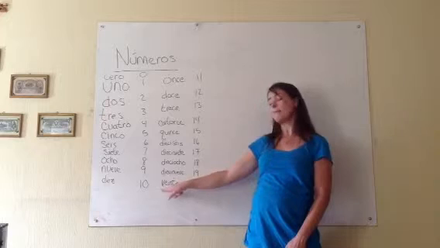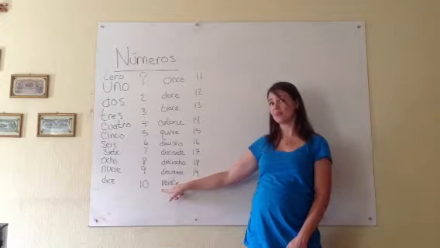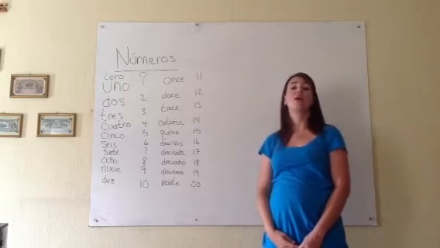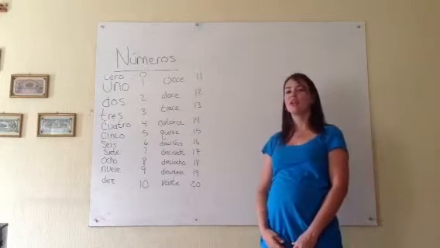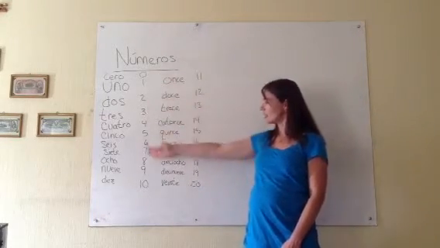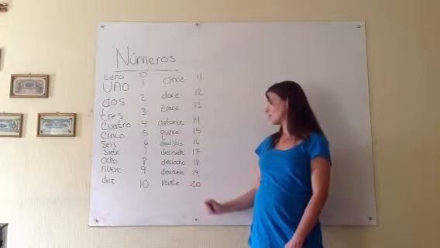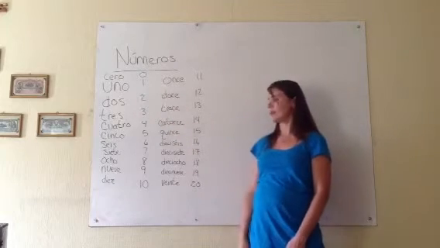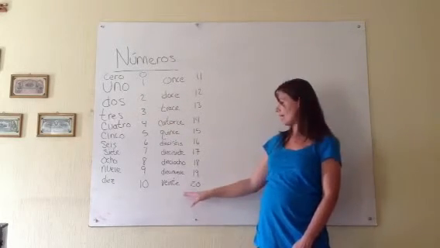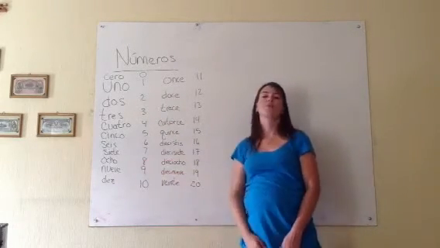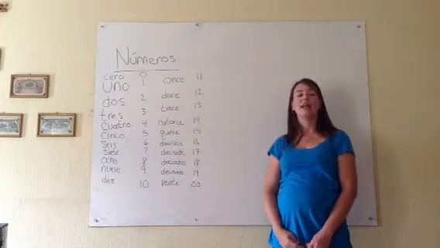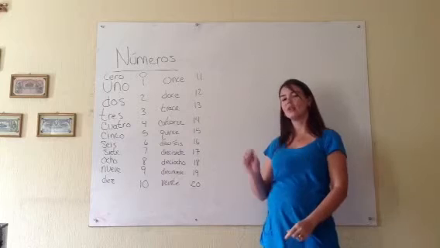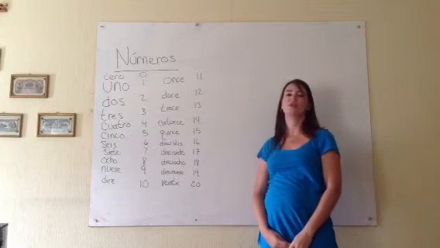20 is a B sound and not a V. 20. All the numbers from here on out are simple to put together. You'll just take your single digit numbers and add them on. So 21 would just be 21, whereas 28 would be 28. So all you need to learn from now is 30, 40, 50, 60, and then the hundreds, and you can just add the smaller numbers that you already know.